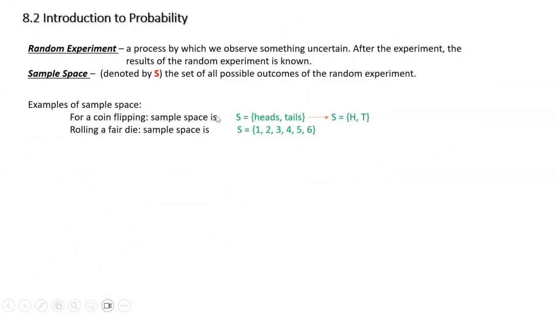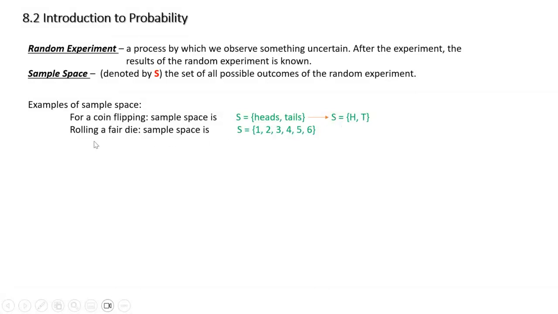Okay, now I think we need like four more slides here. This is introduction to probabilities. Okay, it says a random experiment is a process by which we observe something uncertain. After the experiment, the result of the random experiment is known. The sample space is the set of all possible outcomes of a random experiment. For example, for a coin flip, right, the sample space will be just heads or tails, because if we flip a coin once, it'll just be heads or tails.